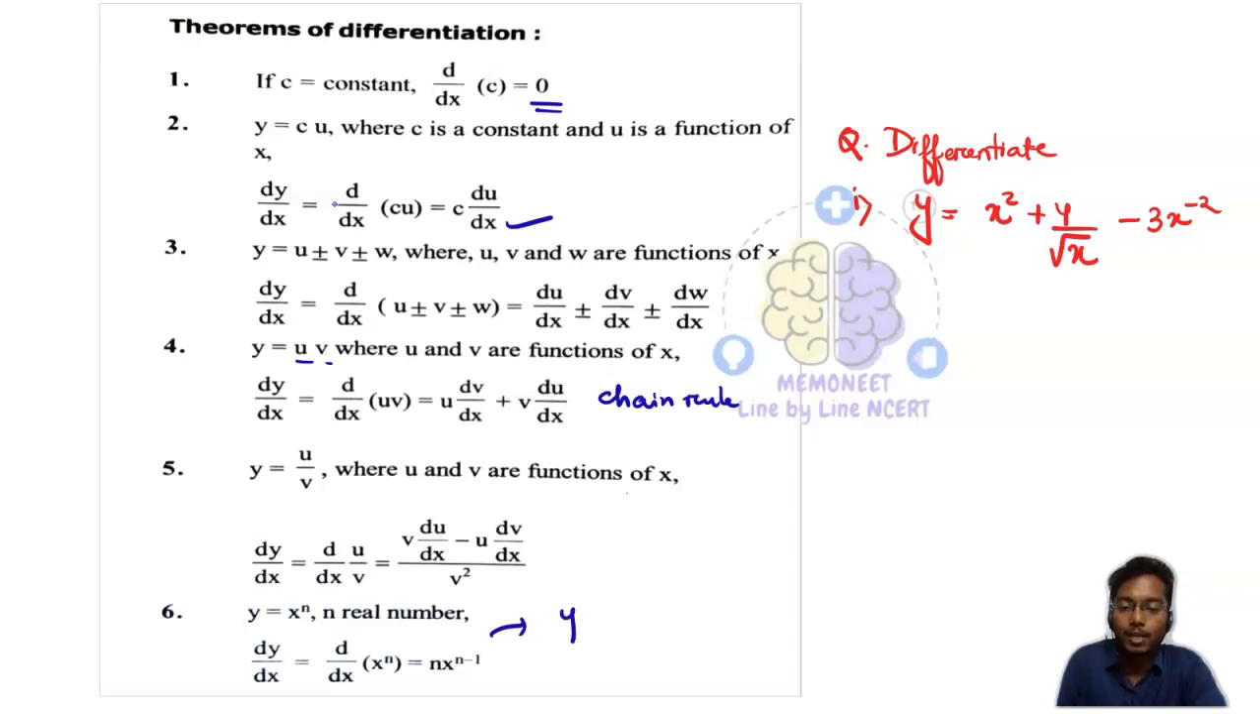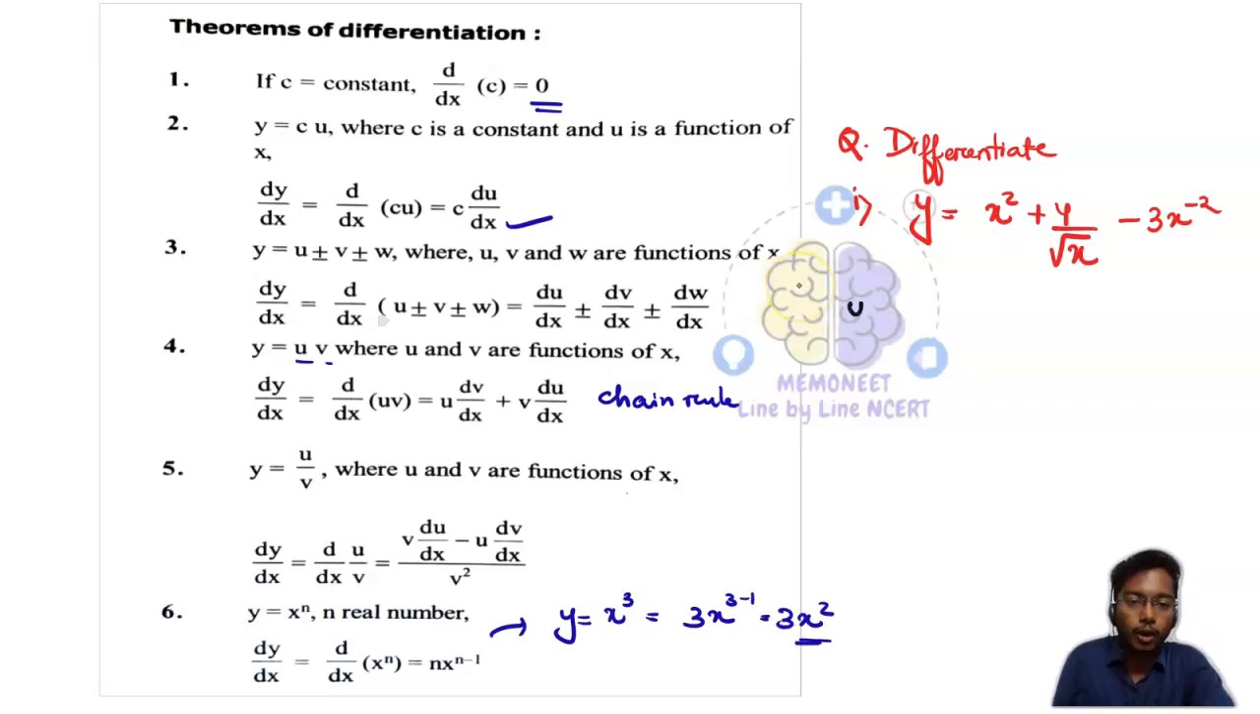Okay, let's say we have y is equal to x cube. So what we will write is n into x to the power n minus 1, it means 3 will be the coefficient into x to the power 3 minus 1, that is equal to 3x square.